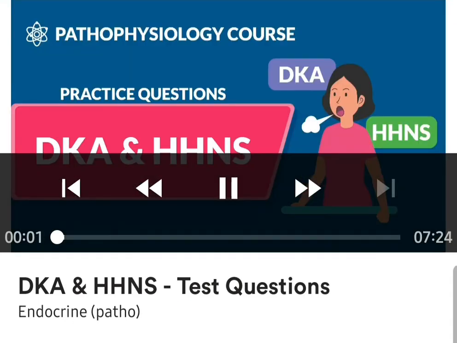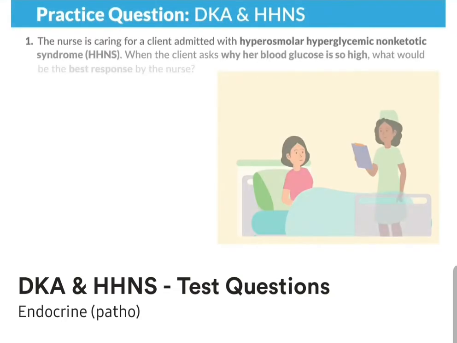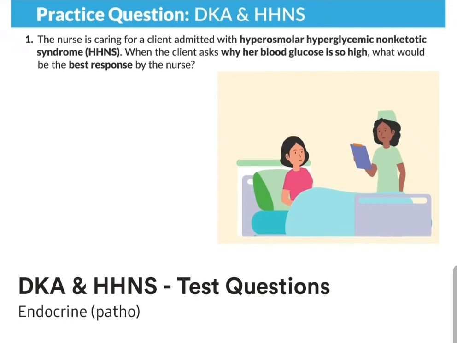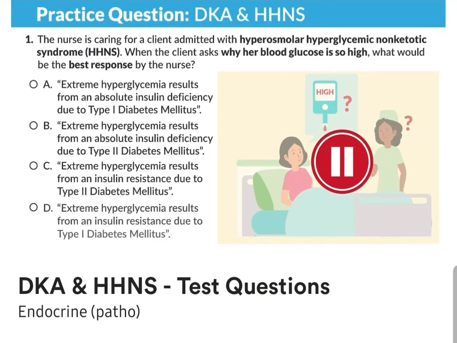Now for the practice questions on DKA and HHNS. So question 1. The nurse is caring for a client admitted with hyperosmolar hyperglycemic non-ketotic syndrome, HHNS. When the client asks why her blood glucose is so high, what would be the best response by the nurse? So pause your screen and try your best to answer this question in about 60 seconds or less.